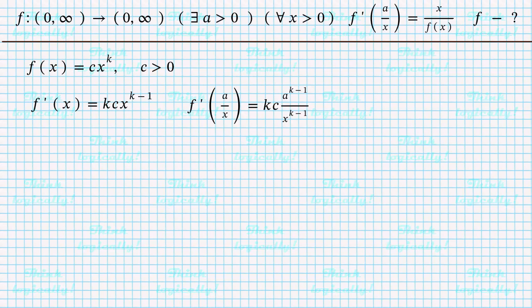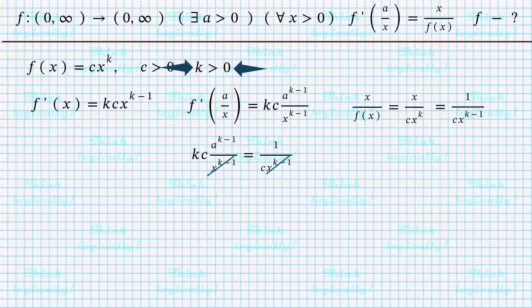We also need the expression for the right-hand side of the equation, so we get a fraction which can be reduced by x. And we equate the expressions for left and right sides. Here x's are cancelled out, which is great, because we need the equation to hold for any positive x. Now, since the right hand side is positive, so must be the left hand side. Therefore, k must be positive. Let's write that k is greater than 0 and divide both sides of the equation by k times c.